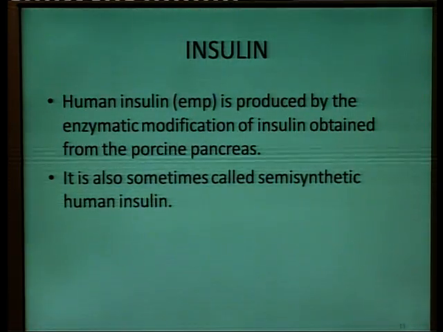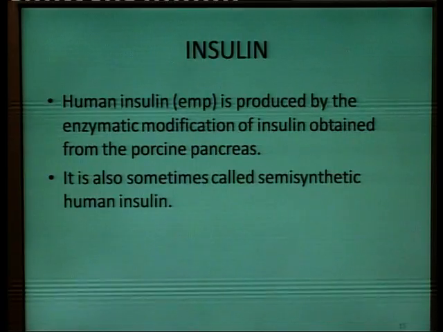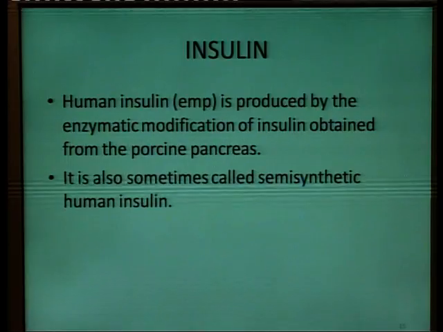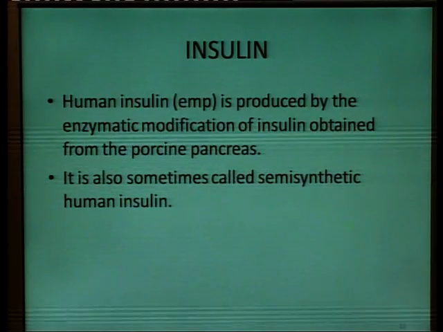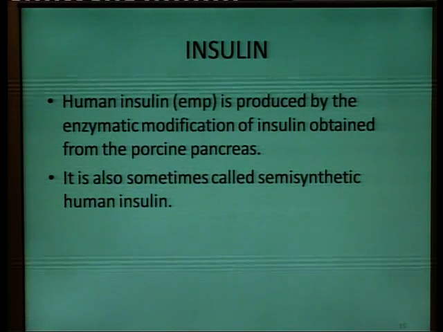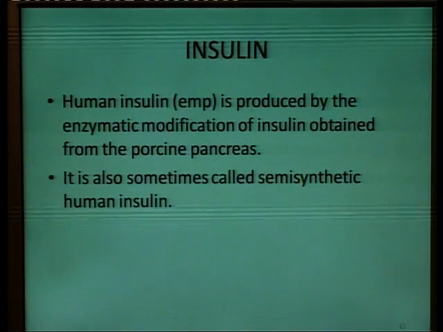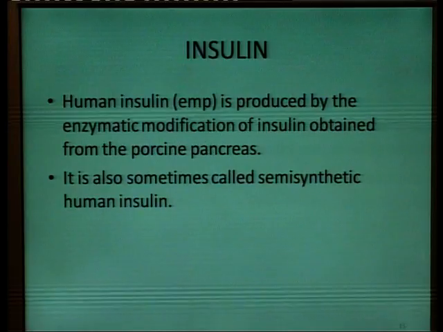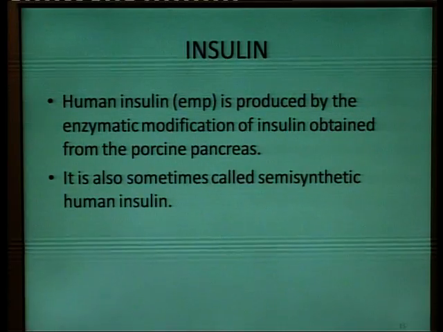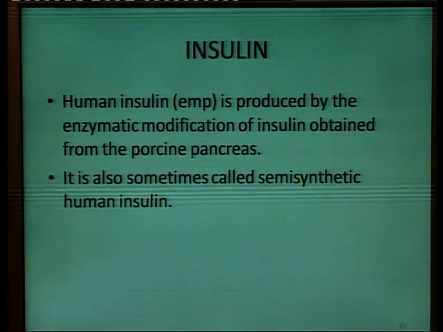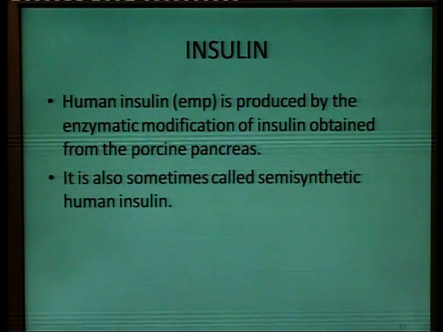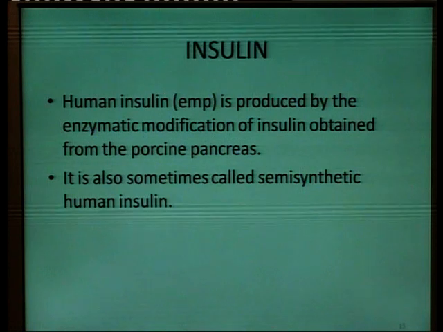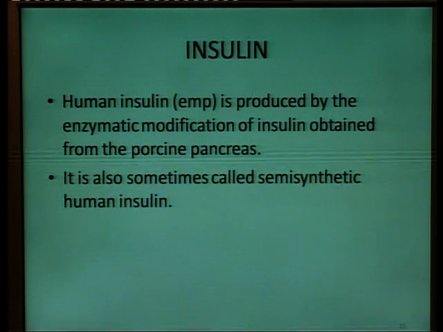The different types of terms you will come across in your books or wherever you study are what I want to explain here. For example, human insulin EMP. What is it? It is produced by the enzymatic modification of insulin obtained from the porcine pancreas. It is also sometimes called semi-synthetic human insulin.